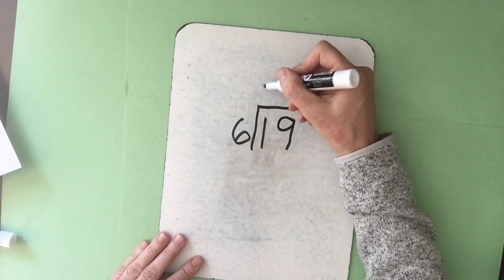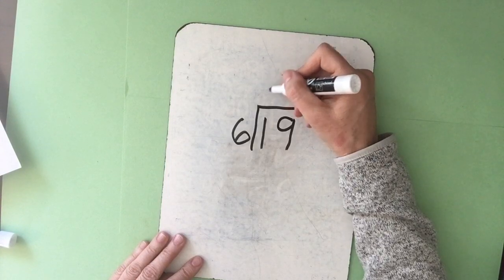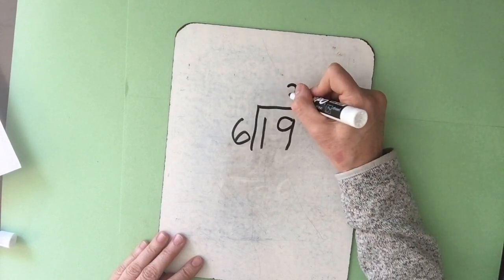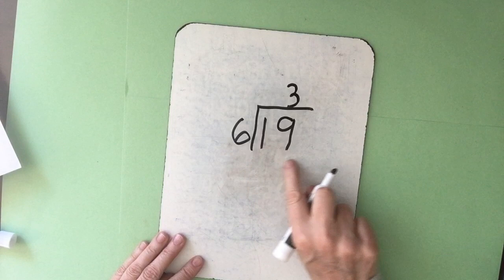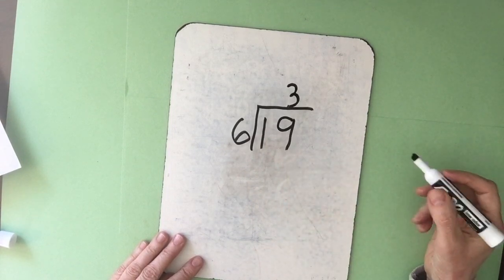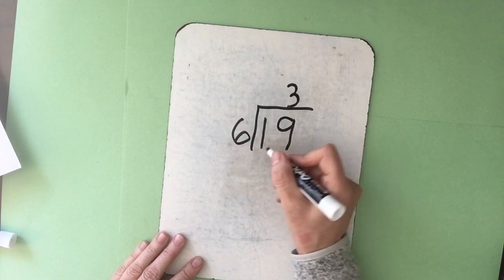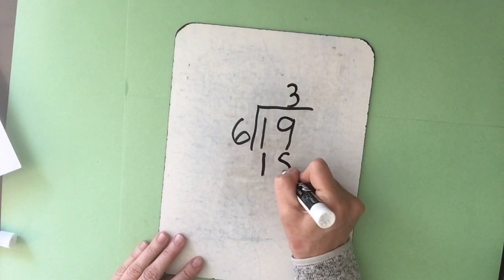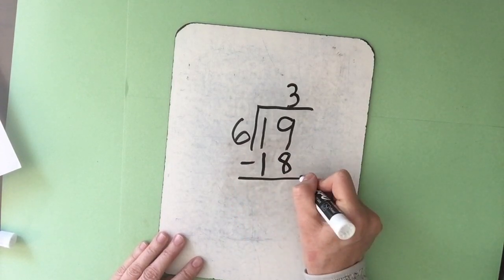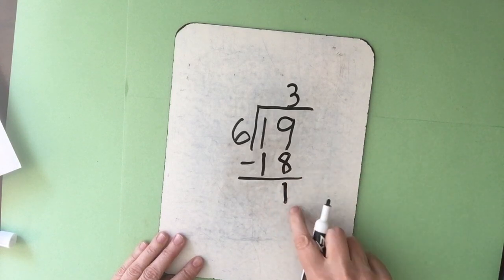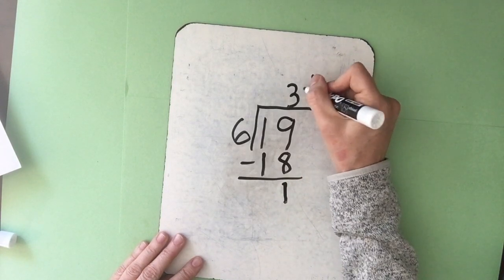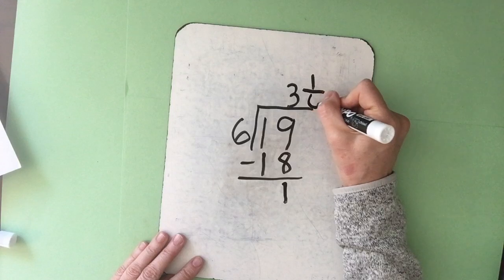And do I put my 3 here? No, you're right. I put it right here because I'm dividing into the whole number of 19. Now I'm going to multiply. 6 times 3 is 18. I subtract. And my remainder is my numerator. So I'm going to write 1/6.